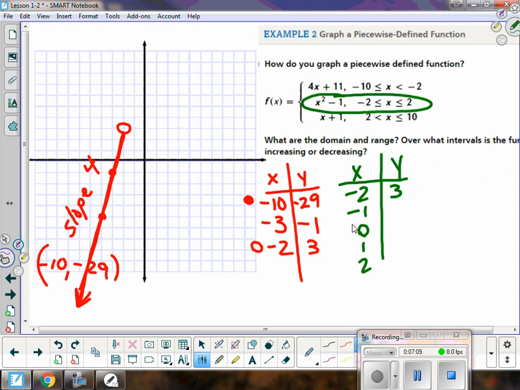Put in -1, square it, and subtract 1. 0. Put in 0 squared minus 1 is -1. Put in 1. And put in 2 squared minus 1 is 3. You should see symmetry here because this is a parabola.